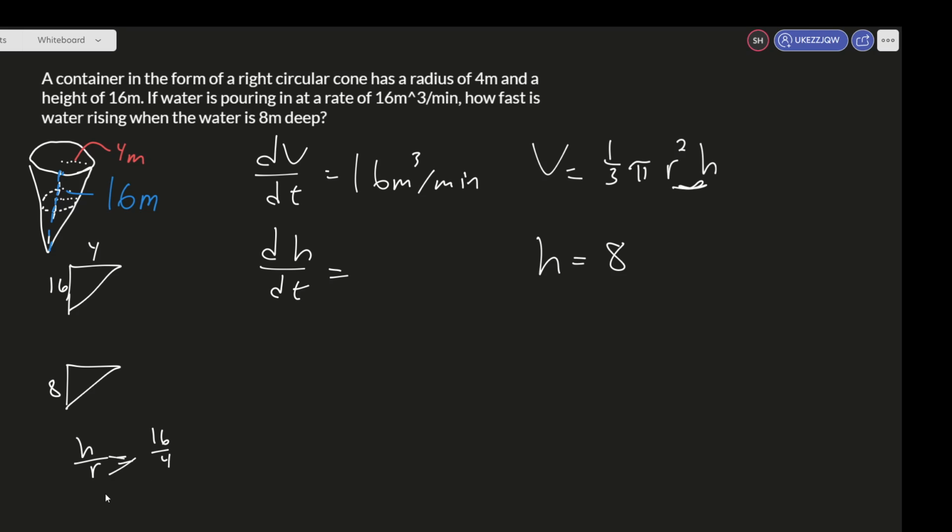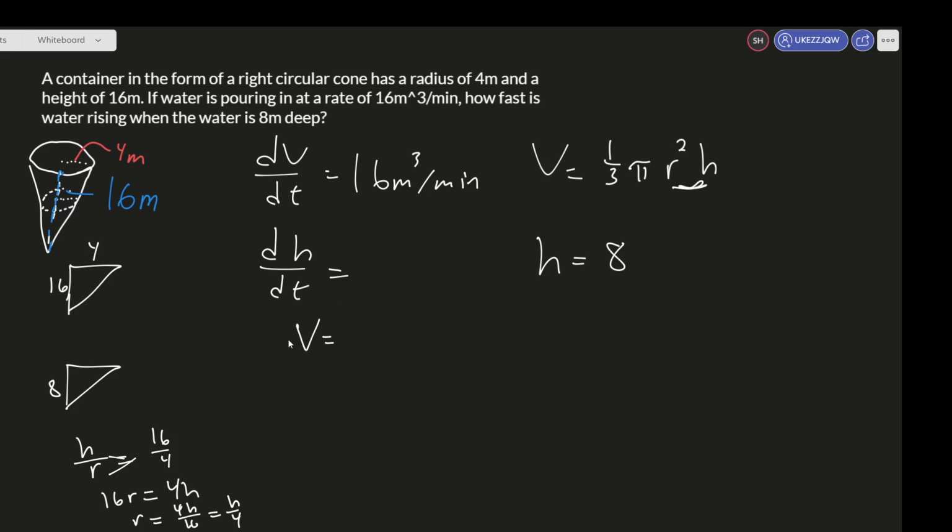If I go ahead and cross multiply here, I have 16r equals 4h, or that the radius is equal to 4h over 16, which is h over 4. Alright, the importance of this equation, r equals h over 4, is I have a way of writing my r expression completely in terms of h. The reason I want it completely in terms of h is I'm looking for dh/dt.